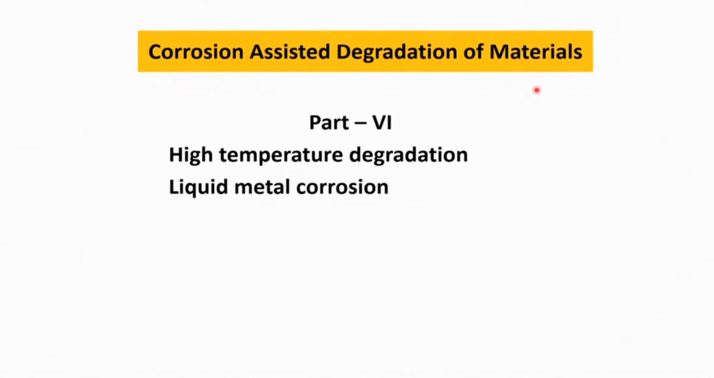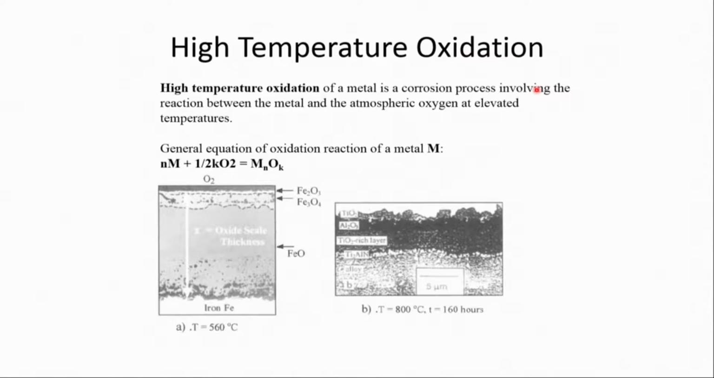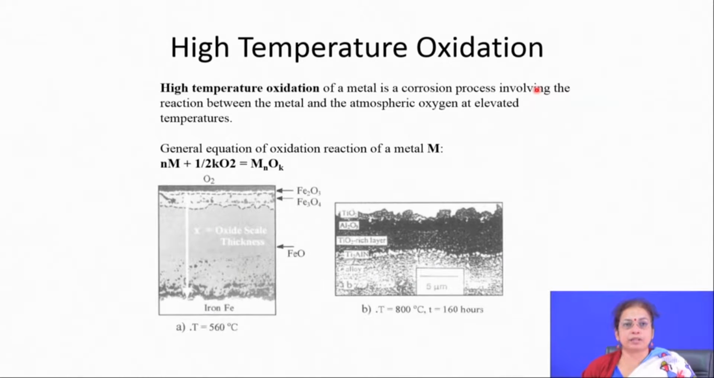Hello. In this talk we will discuss two other modes of corrosion: one is high temperature oxidation, another one is liquid metal corrosion. So far we have been discussing the aqueous corrosion problem, but high temperature oxidation, or dry corrosion, is a little bit different from aqueous corrosion, because in this kind of corrosion there is no aqueous media in the environment.